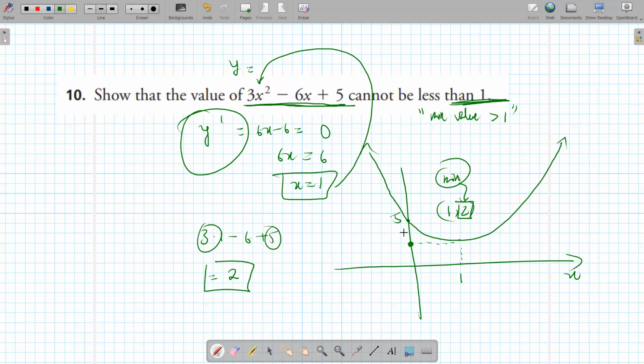Could this have x-intercepts? No, it cannot, because to have x-intercepts, the y value must be 0, and we know for a fact that it can't be less than 1. So that is how you'll do this question.